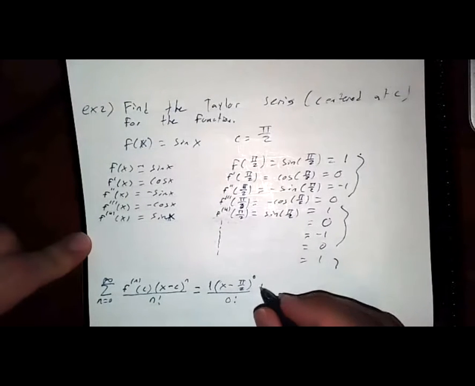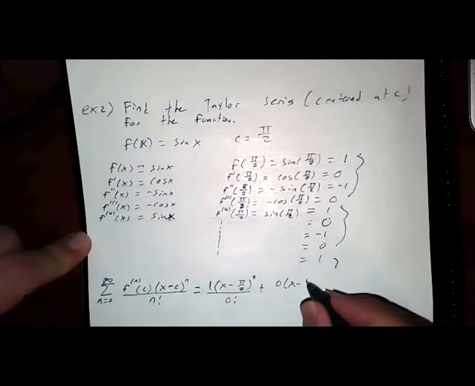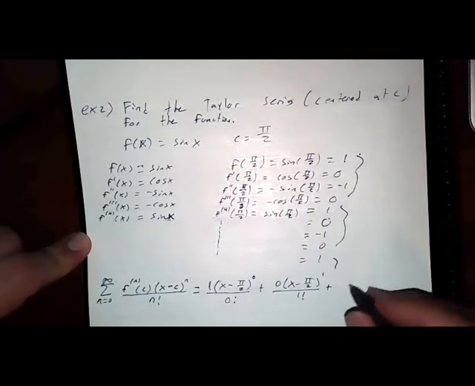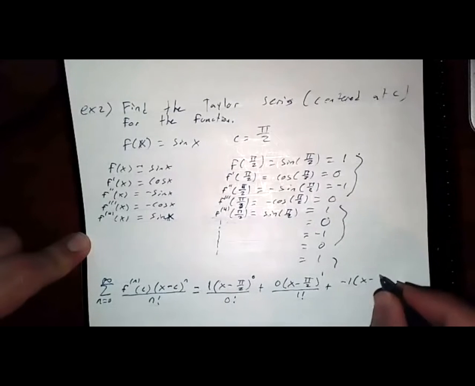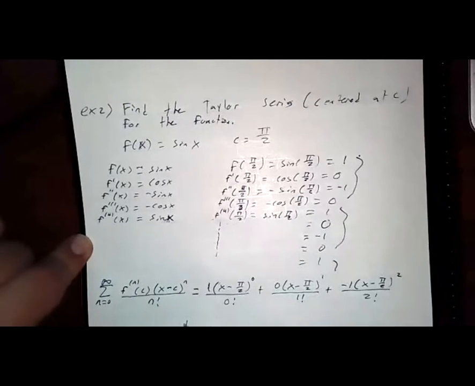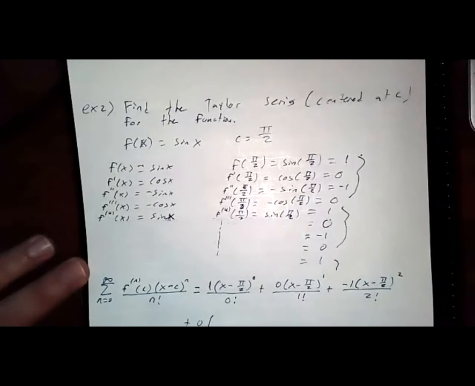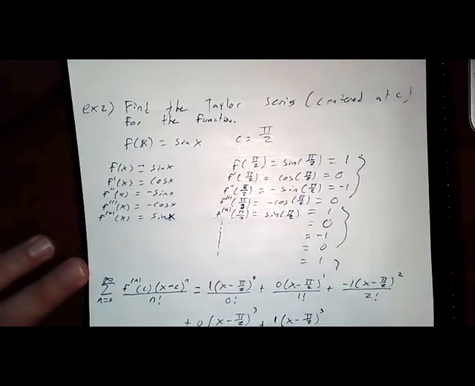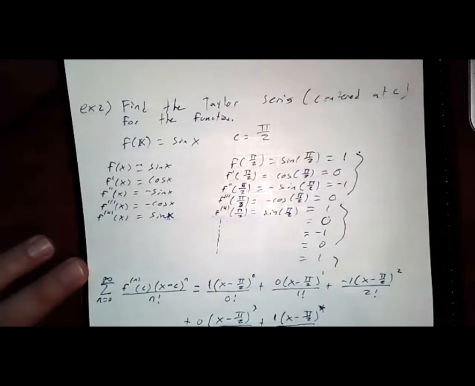Then plus 0 times x minus pi over 2 to the first over 1 factorial, plus -1 times x minus pi over 2 to the second over 2 factorial, plus 0 again, x minus pi over 2 to the third over 3 factorial, plus 1, back to 1, x minus pi over 2 to the fourth over 4 factorial.